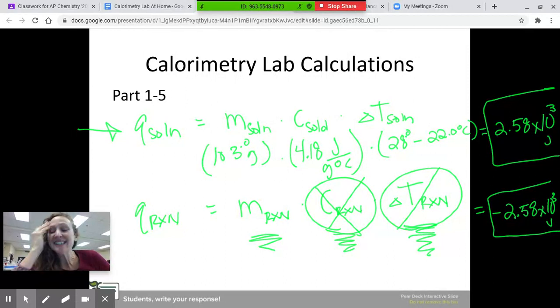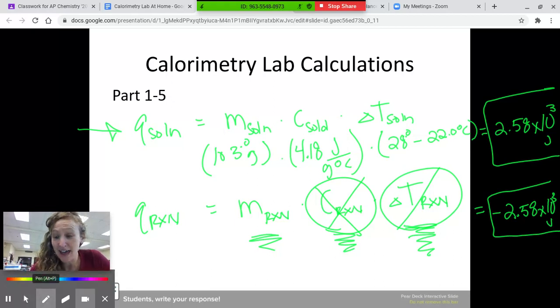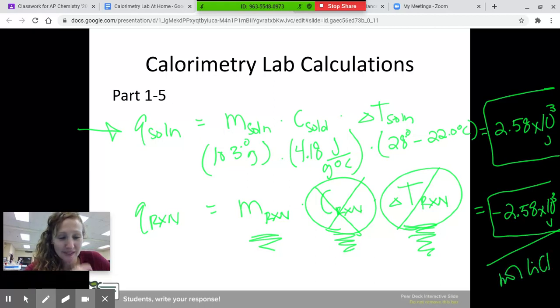So to get to delta H, you're going to take Q of your reaction, which is lithium chloride and nothing else, and you're going to divide it by moles of lithium chloride. We just need to leave this problem.